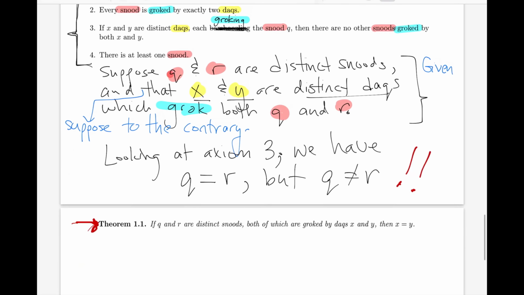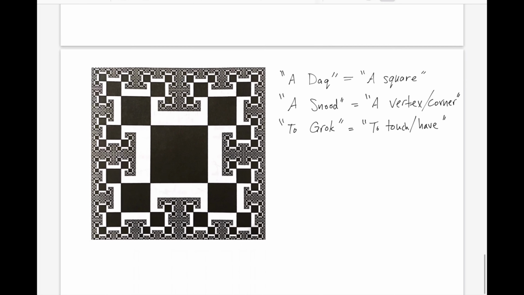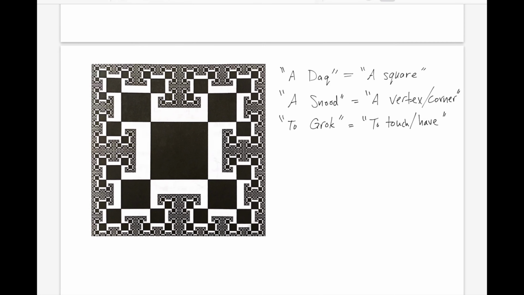Okay, so here's a model that helps us understand the DAC-SNOOD axiomatic system a little bit better. The key thing to know, though, is that even though this is a way to represent a model of the DAC-SNOOD axiomatic system, it's not necessarily the only way. And so this picture here doesn't necessarily give you a proof. It just helps you understand maybe another way of seeing what's going on.